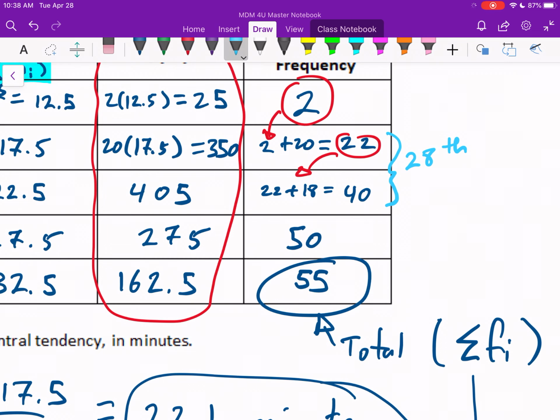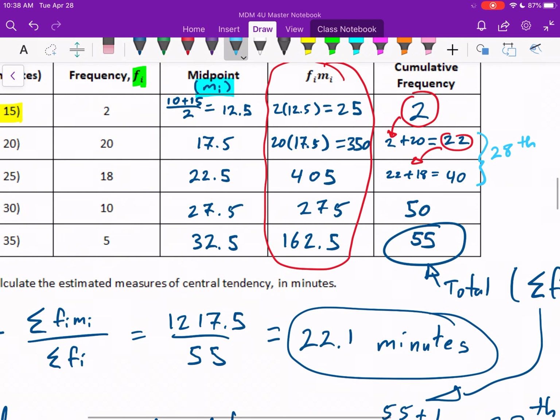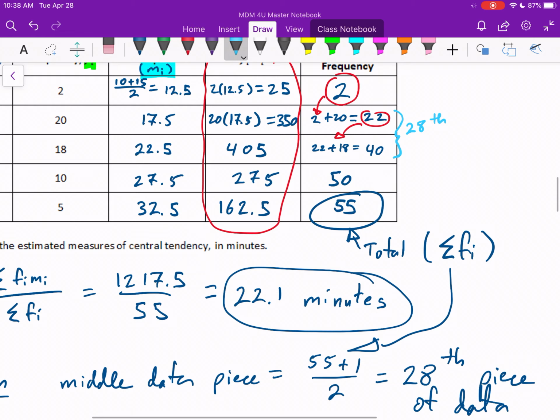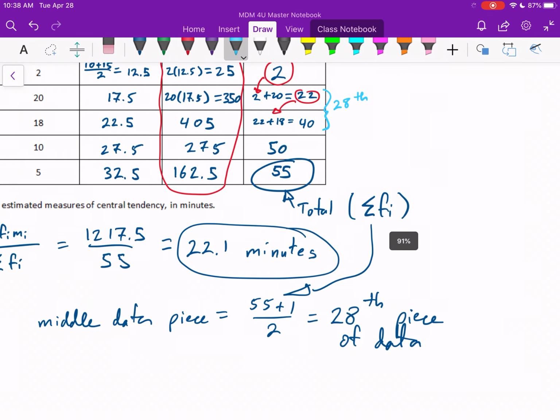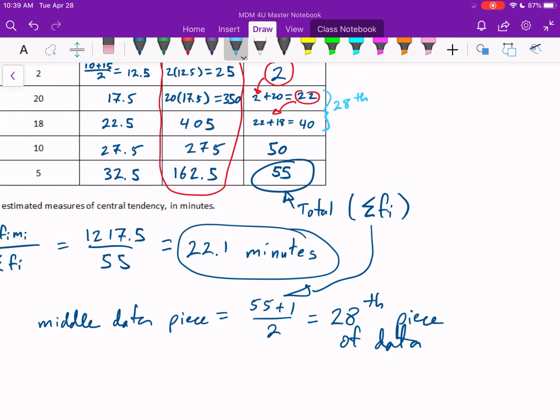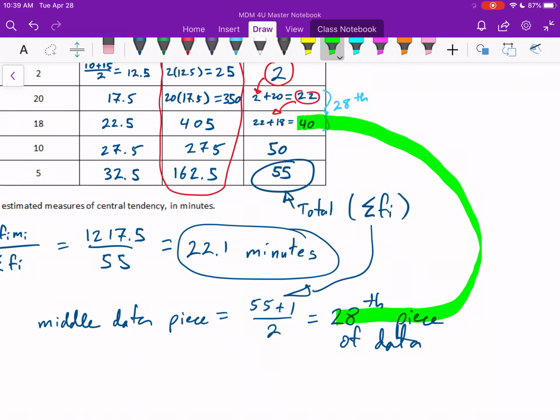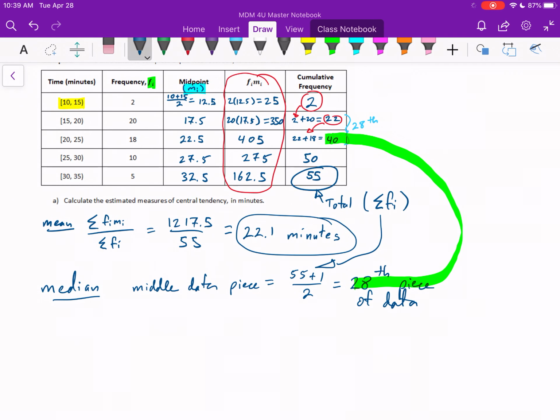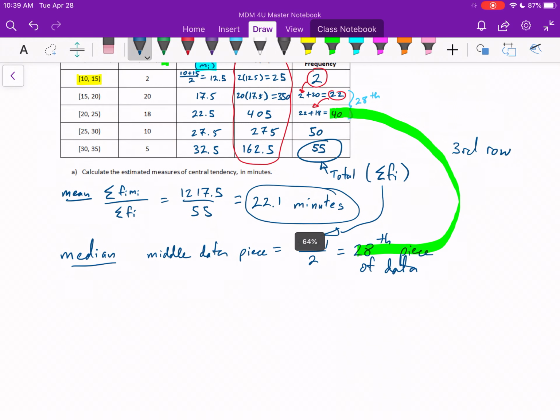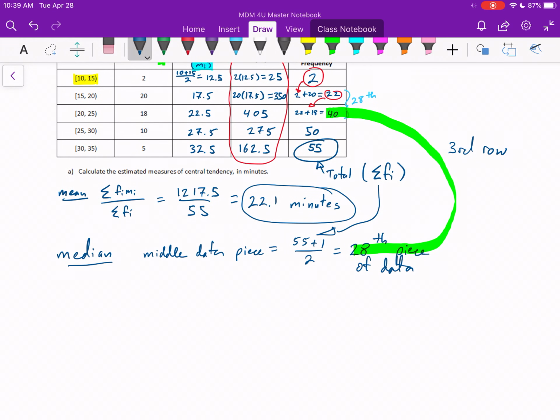We know that by the time we get to the end of the second row, we've still only had 22 pieces of data. That means that the 28th piece of data falls in the third row. Okay, so highlight and arrow, and it's going to fall in that row. What's the midpoint of the third row? The midpoint of the third row is 22.5. So that's my median.